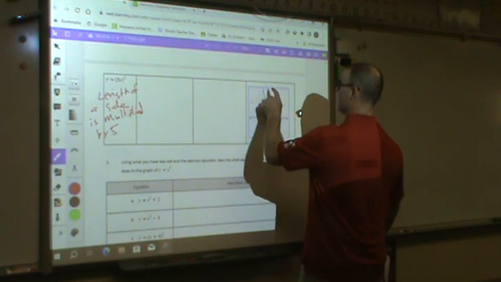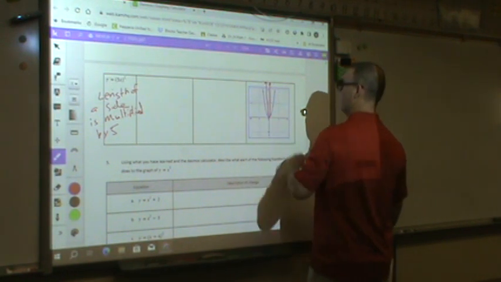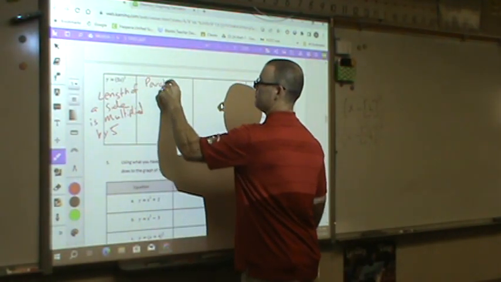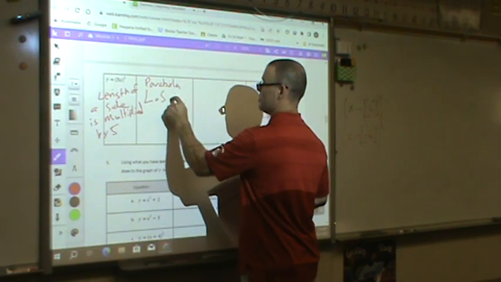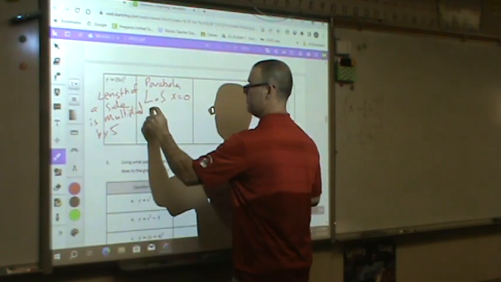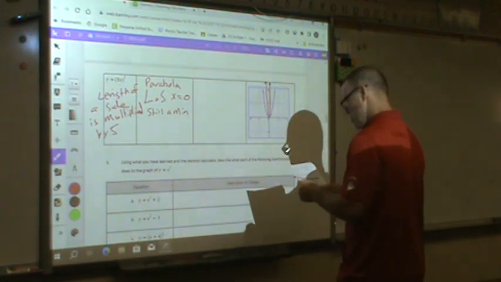When you paused it and plugged it in, you should notice that it's the same, but it really stretched. Well, still a parabola. Okay, that's still the same. The line of symmetry is still x equals 0. That didn't change. Still a minimum. That didn't change.